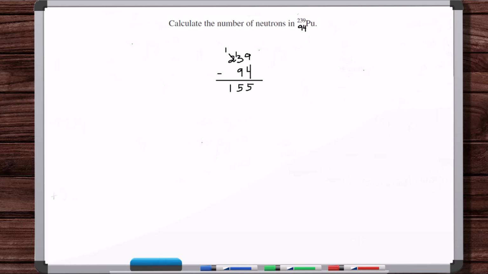Wait, no. This is a 4. 13 minus 9 is 4. 145 neutrons in 239 plutonium.